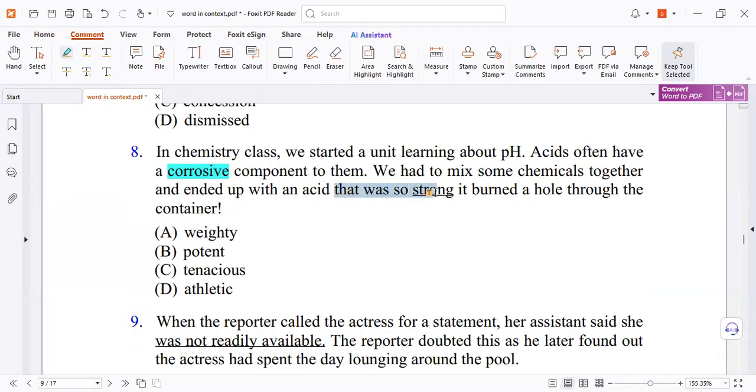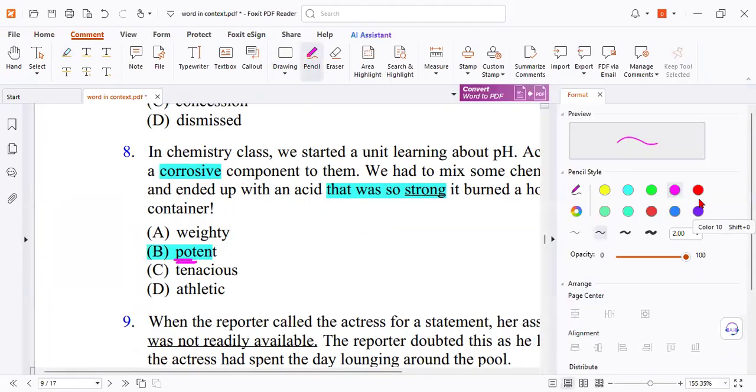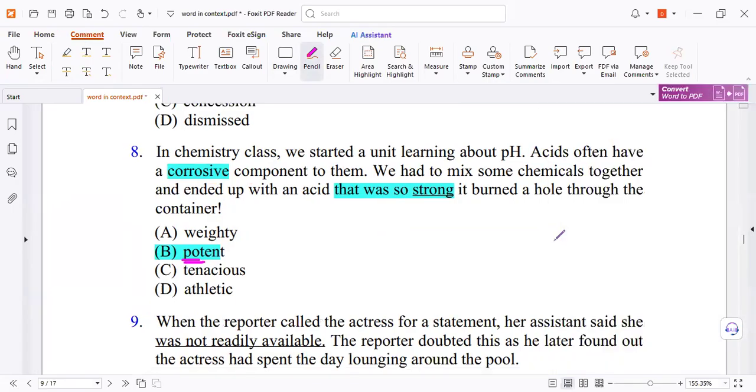B. So letter B for potent. That's correct. So pot here, as you know, means powerful. So it means strong. So pot means strong, correct.